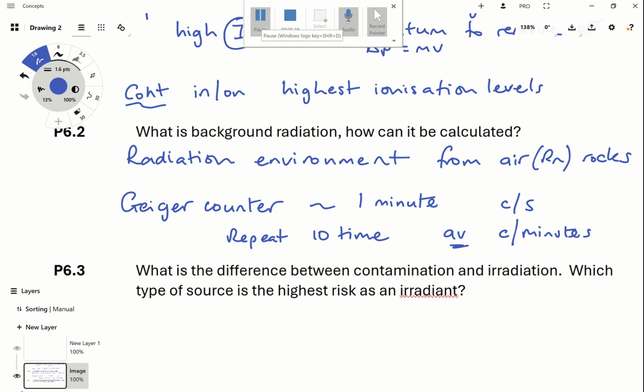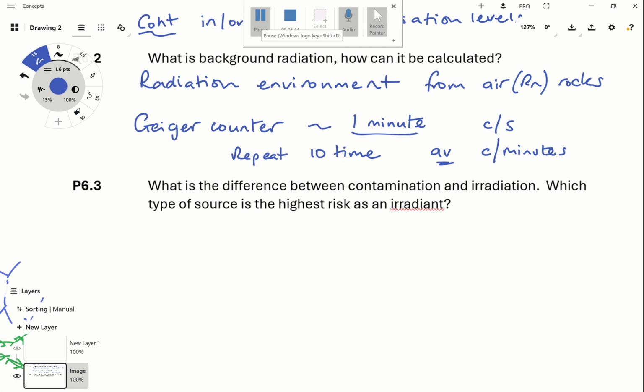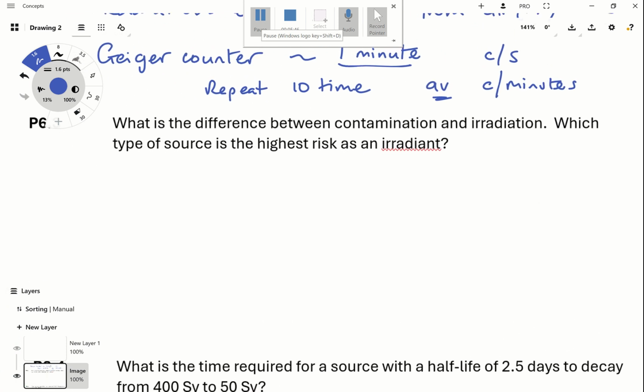But what's background radiation? Radiation in the environment from natural and artificial sources, such as the air and rocks for natural, nuclear waste for artificial. And how the hell do we measure it? Get the Geiger counter thing, that's the thing that I showed you beeping away. Turn it on, pick a specific time. So we're going to pick 1 minute and then measure the counts and then repeat that 10 times to work out an average. Going on to the next one, and that summarises this before we go on to half-life.